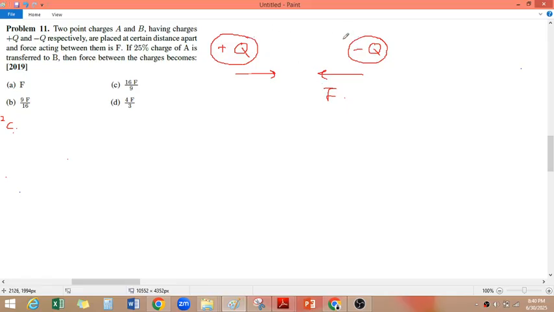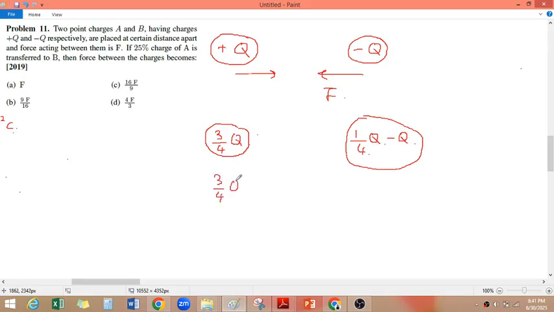If 25% of the charge of A is transferred to B, then the force between the charges becomes, so 25% of this should come over here. Then what will happen? This will become 75% of the remaining. So that means 3/4 of Q will be here, and 1/4 of Q would have come here. And don't forget this is minus Q, whereas this is plus. So you have to find the total charge here. So this is 3/4 Q, and 1/4 comes here, so it will become minus 3/4 Q. Any doubt here?